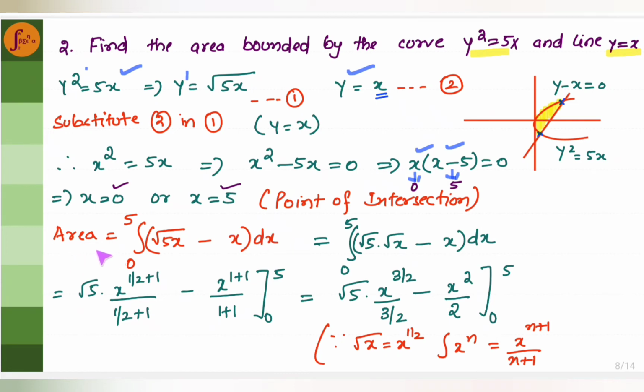Now what is the last step? We'll have to apply integral on function 1 and function 2. Function 1, what is function 1? This one, root 5x. Note that it has to be in the form of x only because we are going to integrate with respect to x. They shouldn't be y. So y is equal to root 5x. So instead of y, we'll put root 5x.